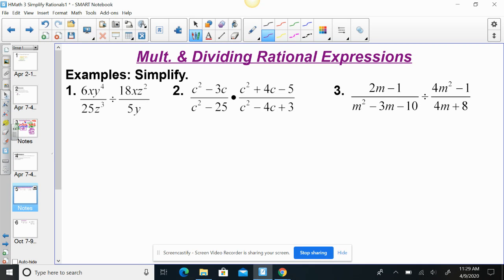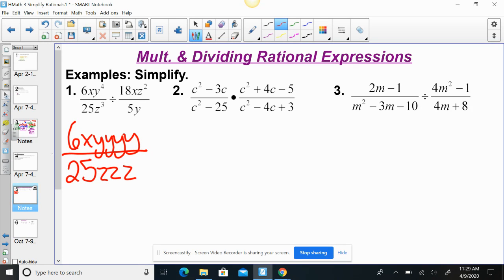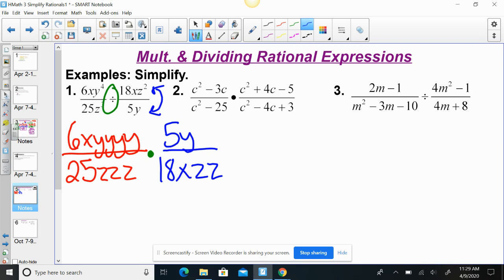So number 1 is a division. So I'm going to start by keep, change, flip. I'm going to keep the first one, although I'm going to write it in factored form, which just means since these are monomials, I'm just expanding those exponents. I'm going to change division to multiplication. And then I'm going to flip this second one. So the 5y is going to come up top, and then 18x with 2 z's going bottom.